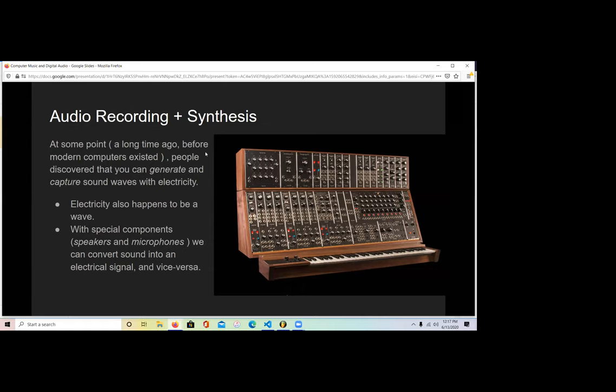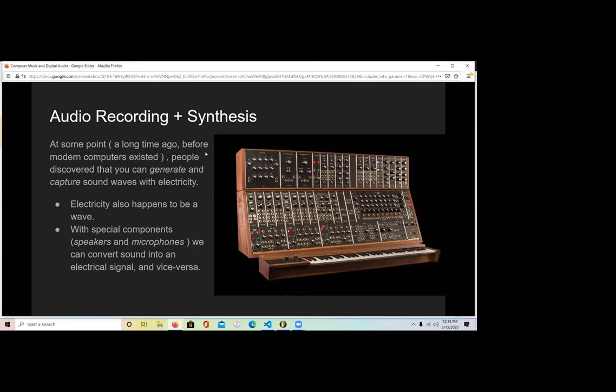So they came up with a way to take one type of wave and convert it to the other. And you've definitely seen this before. For example, the thing in your computer right now that is playing my voice to you, or the thing in my computer that I'm speaking into, taking my voice and sending it over to you. Those two things, speakers and microphones, that's what they're for.